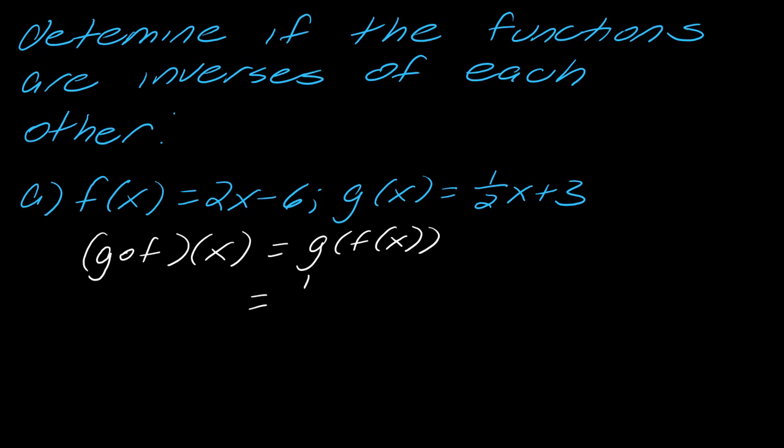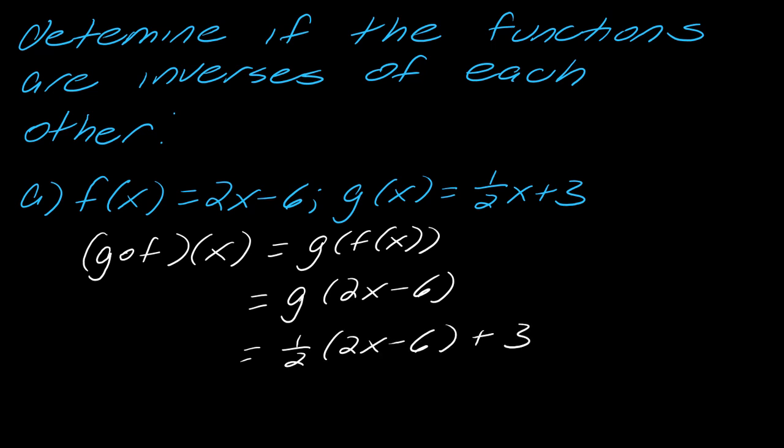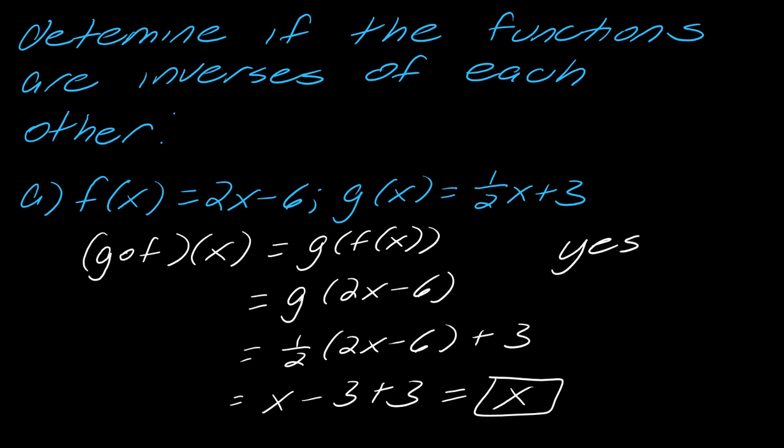So we're starting from the inside out. I need to take g of 2x minus 6, and now I need to plug 2x minus 6 into the x spot of the g function. So this will be 1/2 times 2x minus 6, plus 3. And now I distribute. This is 1/2 times 2x, so this is x. 1/2 of 6 is 3, and then plus 3, so ultimately, hey, this still equals x, so yes, they are inverses.